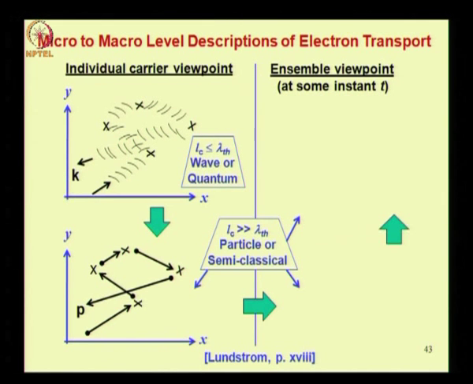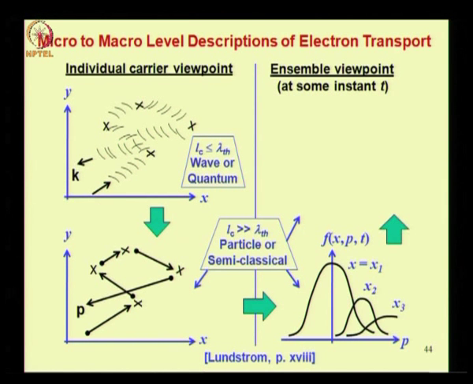The next approximate level is an ensemble viewpoint in which we treat the carriers in terms of their groups. So in this ensemble viewpoint, the most fundamental level, we look at the carriers from their distribution over the momentum. So this f here is the distribution function, which is a function of the position, the momentum and the time instant. Okay. Now let us explain this part in a little bit of detail.